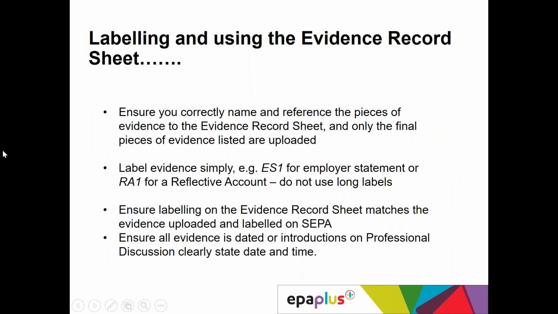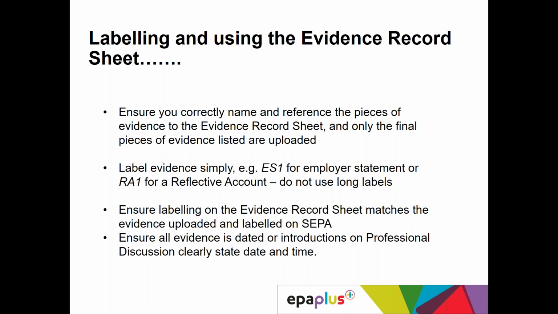Okay, so labelling and using the evidence summary, the evidence record sheet. These benefit both yourselves as ITPs and us. So ensure you correctly name and reference the piece of evidence in the evidence record sheet, and only the final piece of evidence listed or uploaded. The evidence record sheet is a piece of guidance for each standard that's out there, and it's basically a mapping exercise detailing all the criteria required from the portfolio, and also giving you areas to label each piece of evidence and where you think that goes.